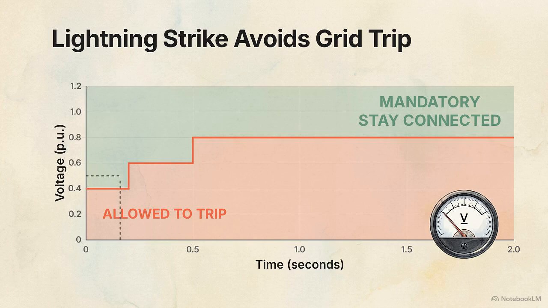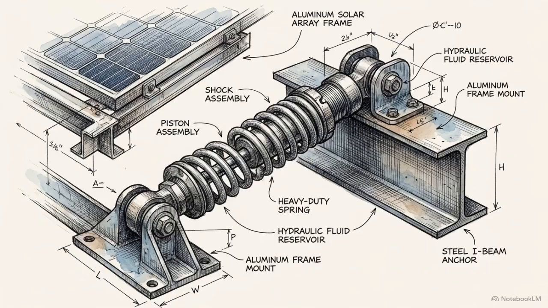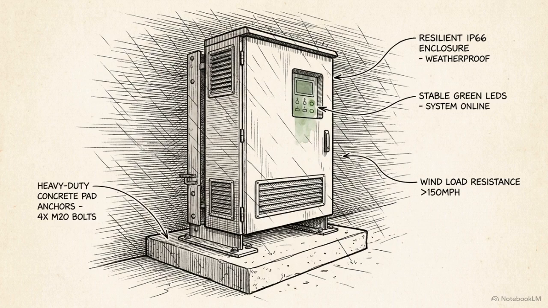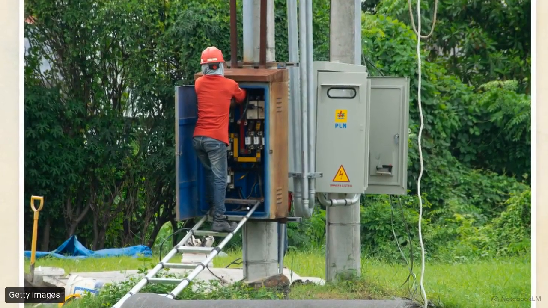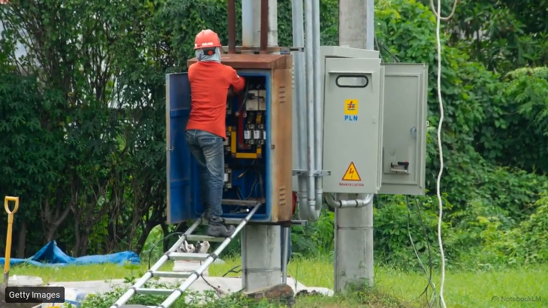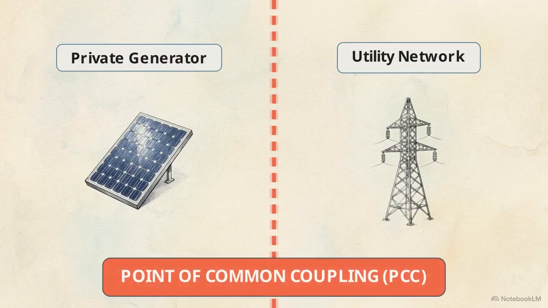If we map our lightning strike scenario, a voltage drop to 0.5 for 0.16 seconds, it lands squarely inside this mandatory zone. To maintain stability, modern DGs are legally obligated to act as shock absorbers. The LVRT curve requires them to hold the line and support the grid through the turbulence, rather than disconnecting at the first sign of trouble. All of these physical vulnerabilities, voltage rise, power quality, and ride-through, must be managed at the physical boundary separating the private generator from the utility network, the point of common coupling.